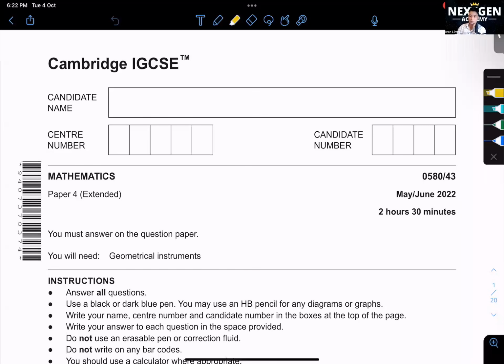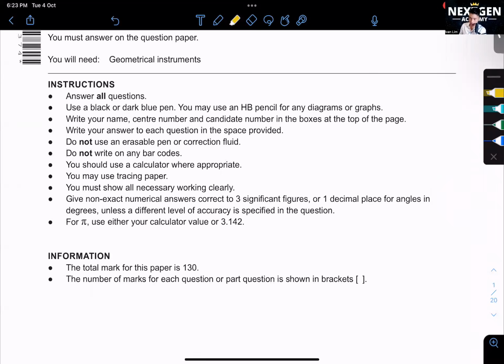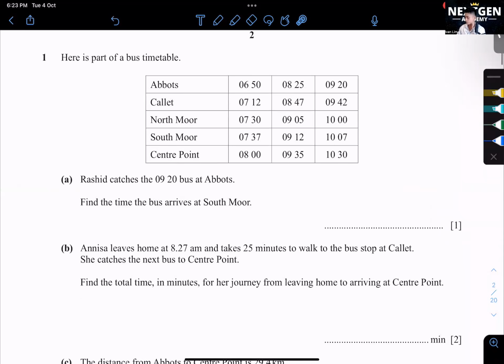One more week plus to your official exam. We will be going through this 0580 Paper 4-3, May/June 2022 paper. This is a 2.5 hour paper, and it is a 130 marks paper. I won't go through all of this. You all know what it is already. We'll go straight to the question.